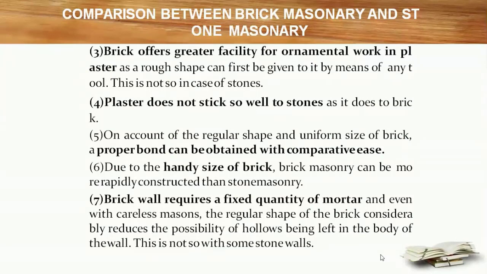On account of the regular shape and uniform size of the brick, a proper bond can be obtained with comparative ease. Due to the handy size of the brick, masonry can be constructed more rapidly than stone masonry. Brick wall requires a fixed quantity of mortar, and even with a careless mason, the regular shape of the brick considerably reduces the possibility of hollows being left in the body of the wall. So this is not so in the case of stone wall.